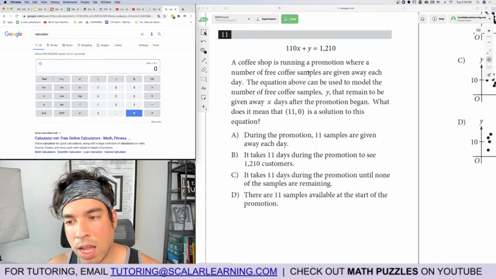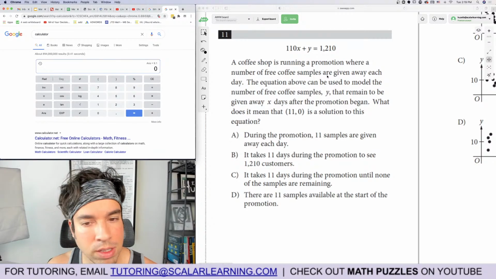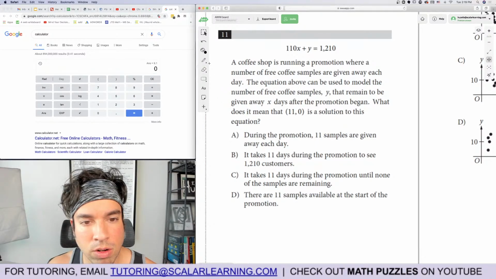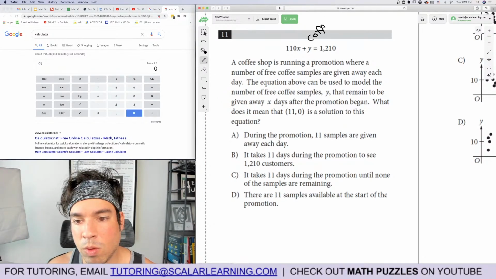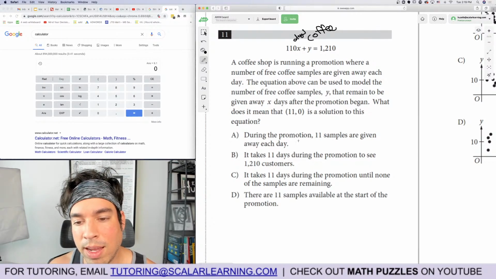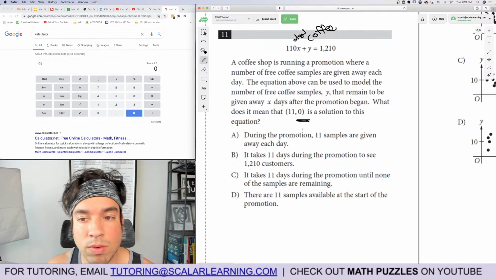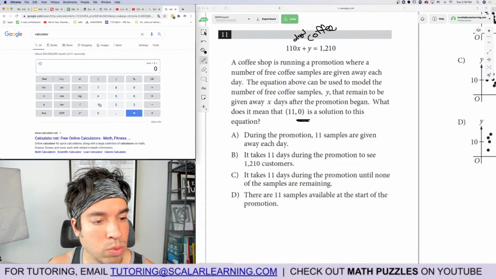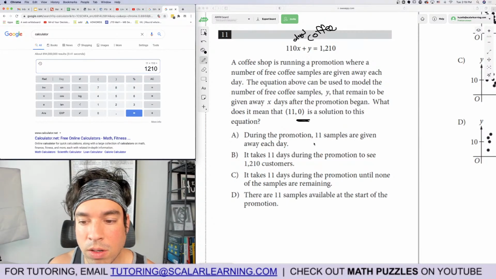A coffee shop is running a promotion where a number of free coffee samples are given away each day. The equation above can be used to model the number of free coffee samples, y, that remain to be given away x days after the promotion began. So it looks like every day they're giving away 110 samples. If this is 11, it means after 11 days we have nothing left, we've given away everything. And I'm pretty sure 11 times 110 is 1210, the full amount.